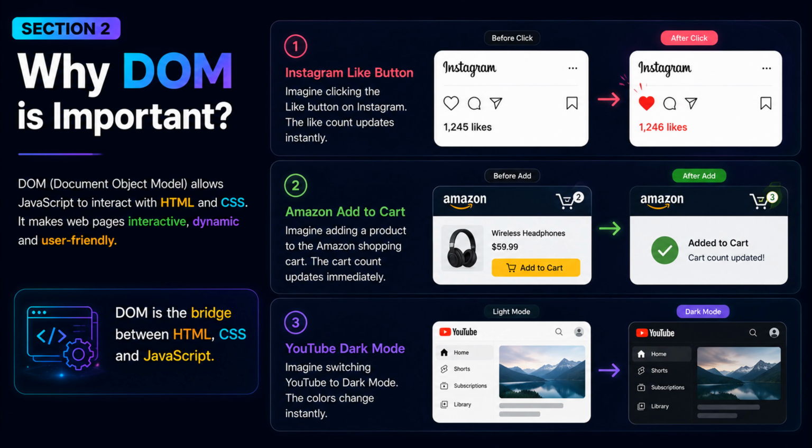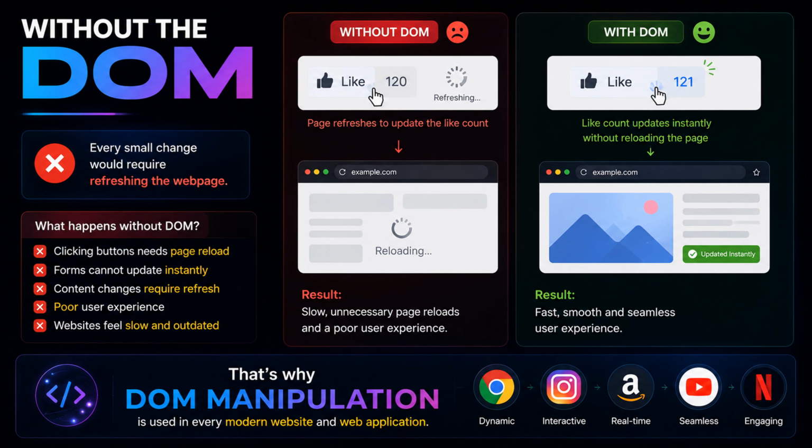Section 2. Why DOM is important. Imagine clicking the like button on Instagram. The like count updates instantly. Imagine adding a product to the Amazon shopping cart. The cart count updates immediately. Imagine switching YouTube to dark mode. The colors change instantly. These are all DOM manipulation. Without the DOM, every small change would require refreshing the web page. That's why DOM manipulation is used in every modern website and web application.